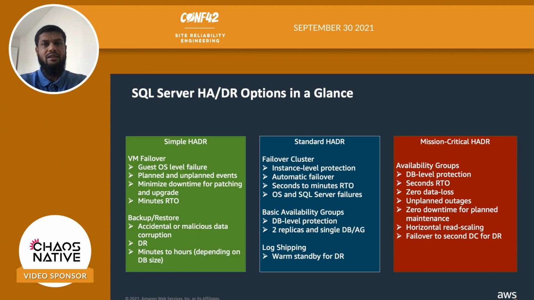Now, what are the different SQL Server protection levels? We'll cover that in the next slide, but briefly, it's about what's being protected at what level in terms of your failures, like whether it's at the OS layer, the guest layer, the SQL instance layer, or the database layer. Now, mission critical HADR will cover everything. Plus, it will give you seconds of RTO with 0 data loss and minimum downtime for planned maintenance, and offer you horizontal read scaling.